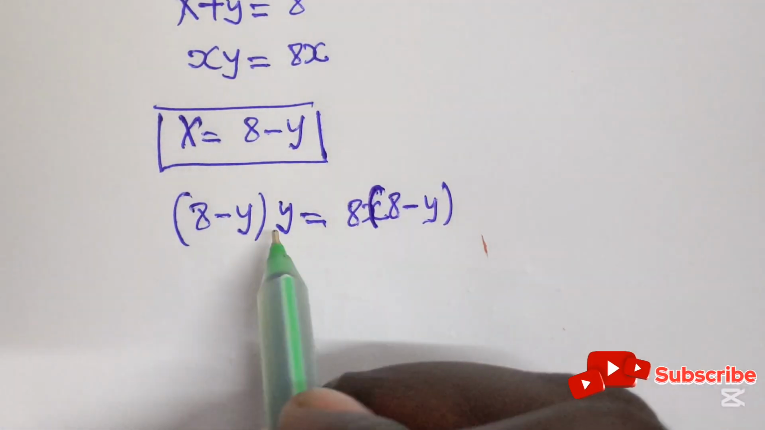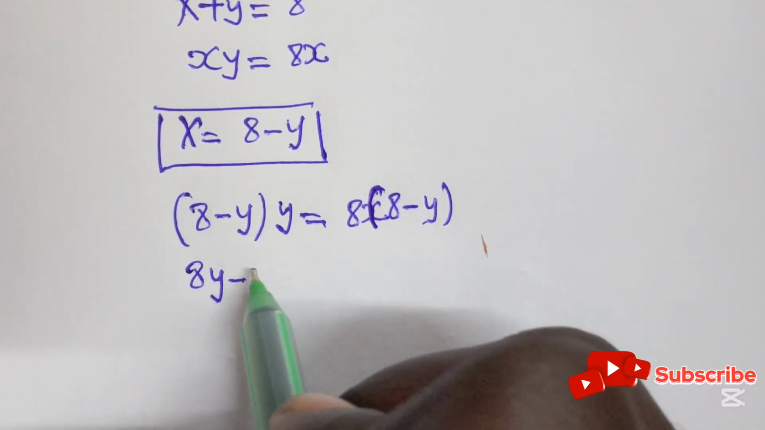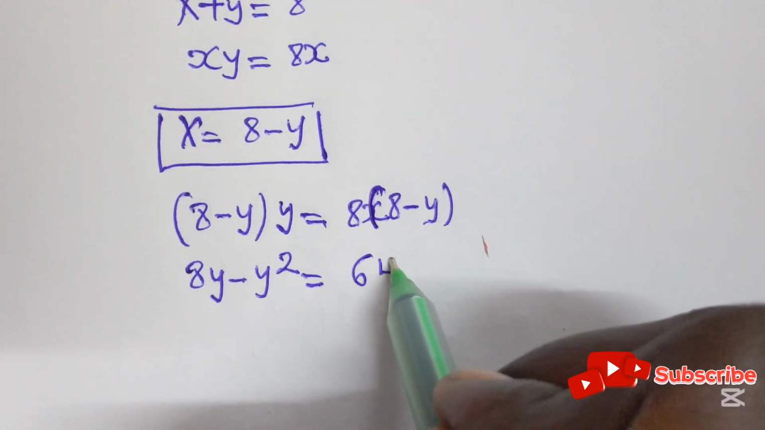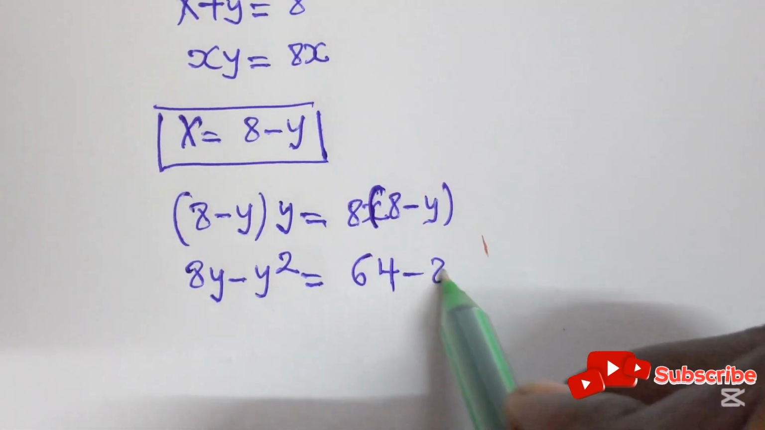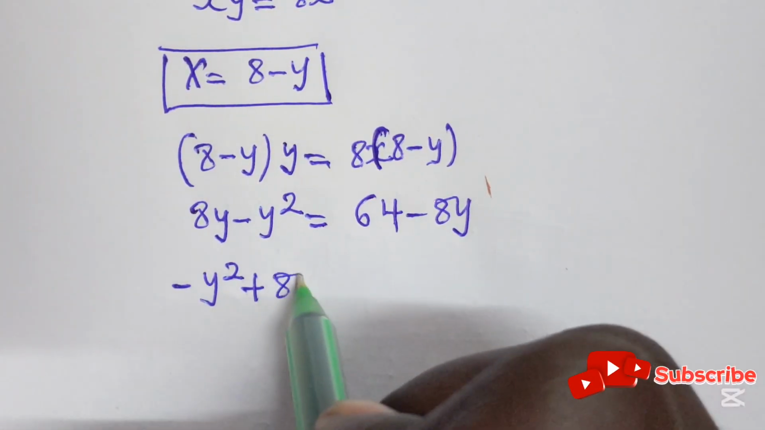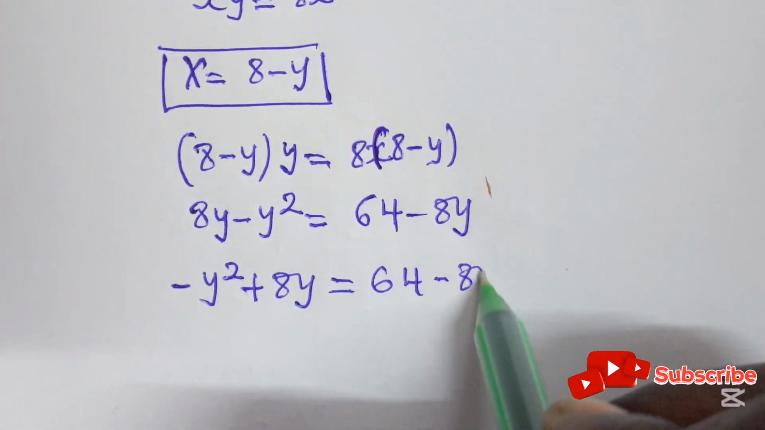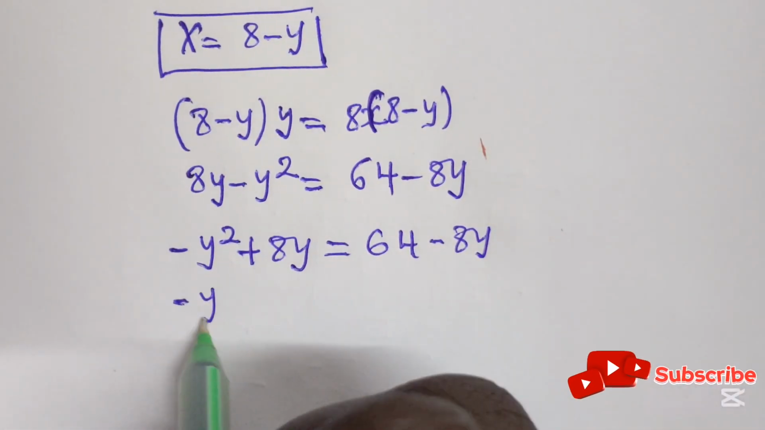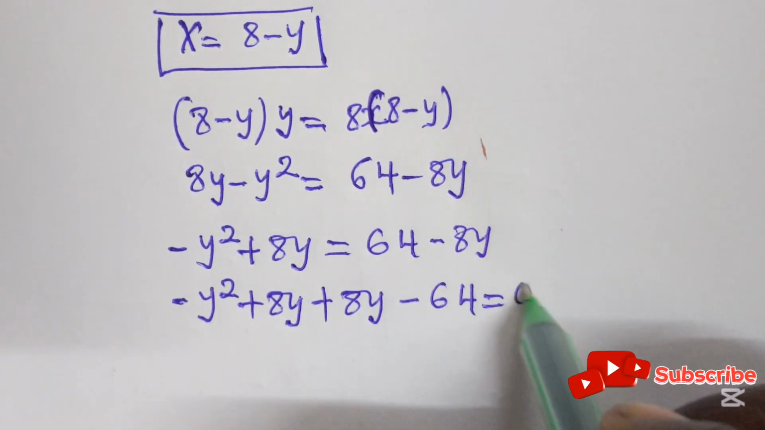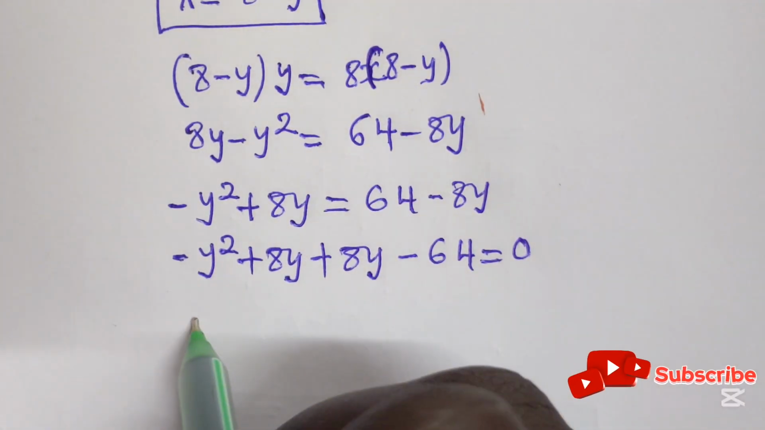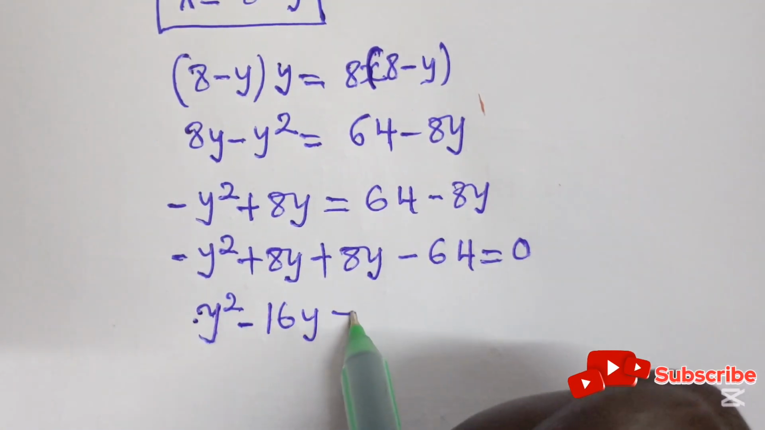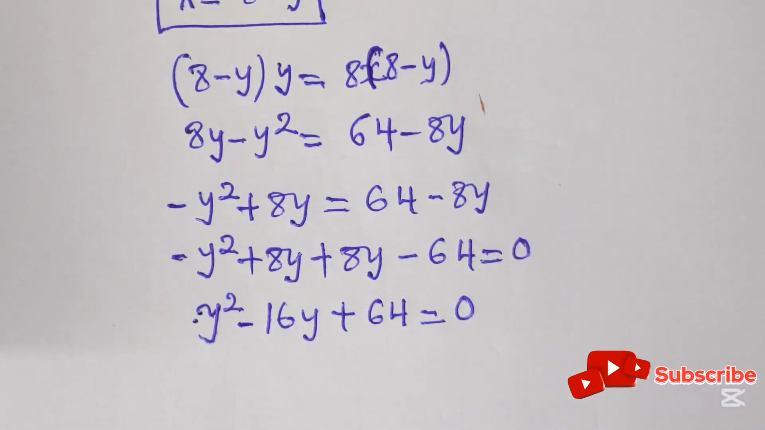Then y times 8 is equal to 8y minus y squared, equals 64 minus 8y. By rearranging, negative y squared plus 8y equals 64 minus 8y. Negative y squared plus 8y plus 8y minus 64 equals 0. Then by multiplying by negative one, y squared minus 16y plus 64 equals 0.